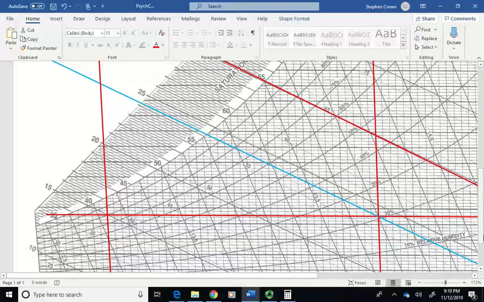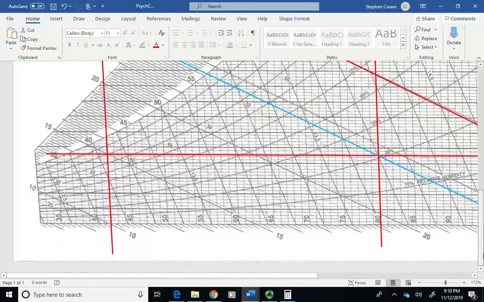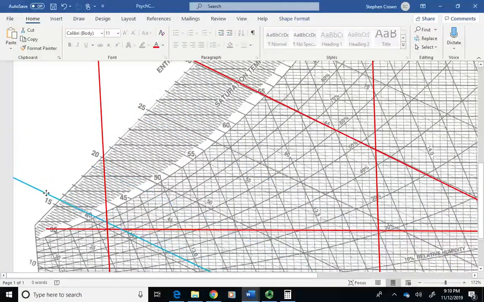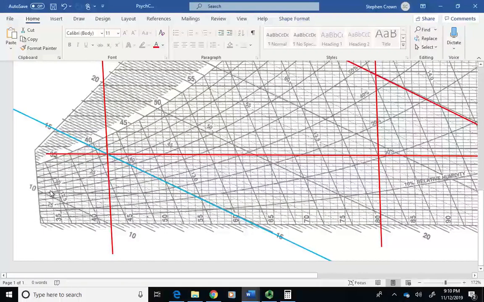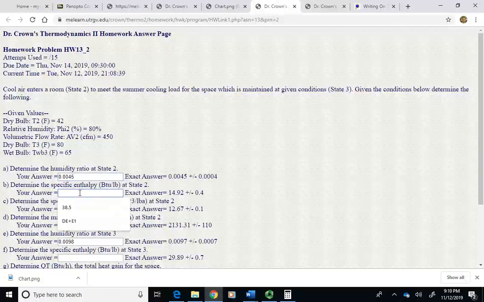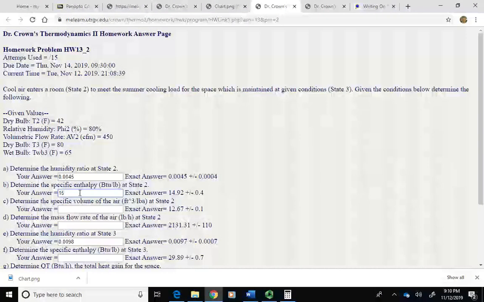And actually that was state 3. So 24.2 for state 3. Now we can move it down to state 2. And it looks like right on 15. You can enter both of those. So I'm going to say 15. Of course, if I zoomed in, maybe I would have found 14.92.